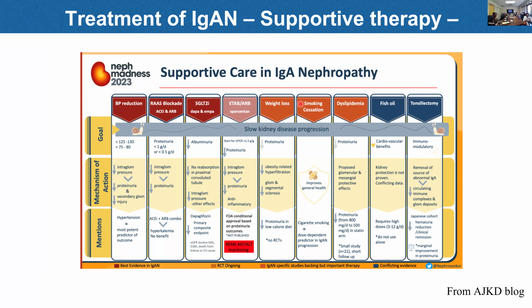Recently, SGLT2 inhibitors were reported to delay the progression of IgAN, so many physicians started using this drug. However, these are supportive therapies; no disease-specific treatment still exists. Among these supportive therapies, let me introduce a characteristic treatment, tonsillectomy. The evidence is low, but I would like to emphasize and introduce it here.